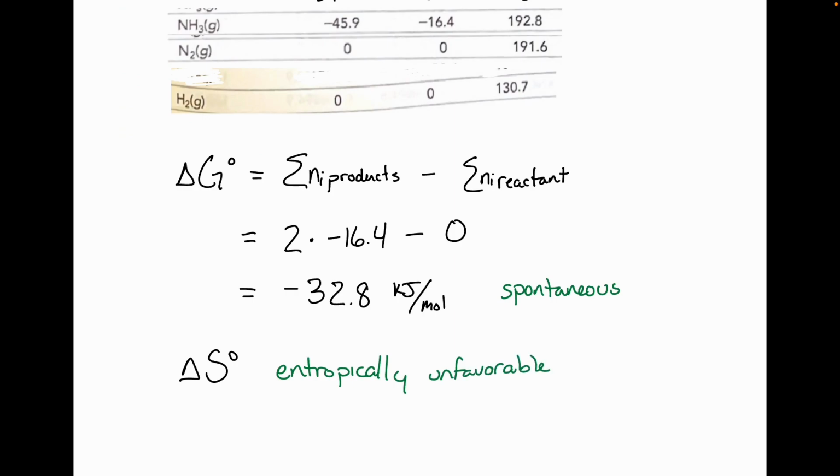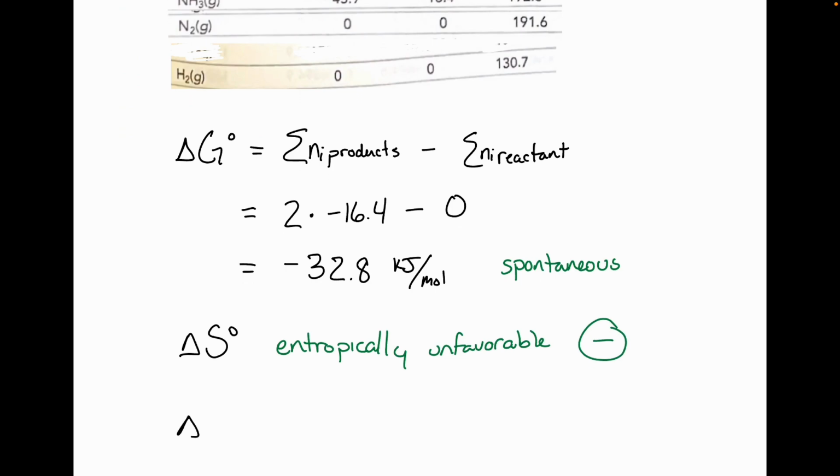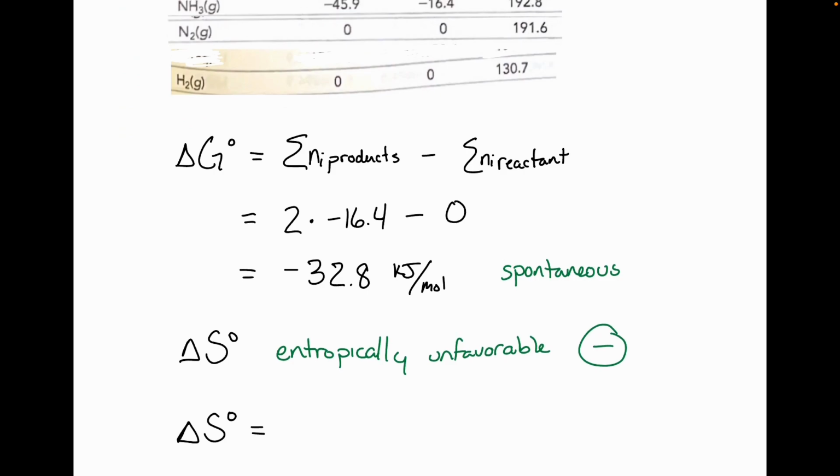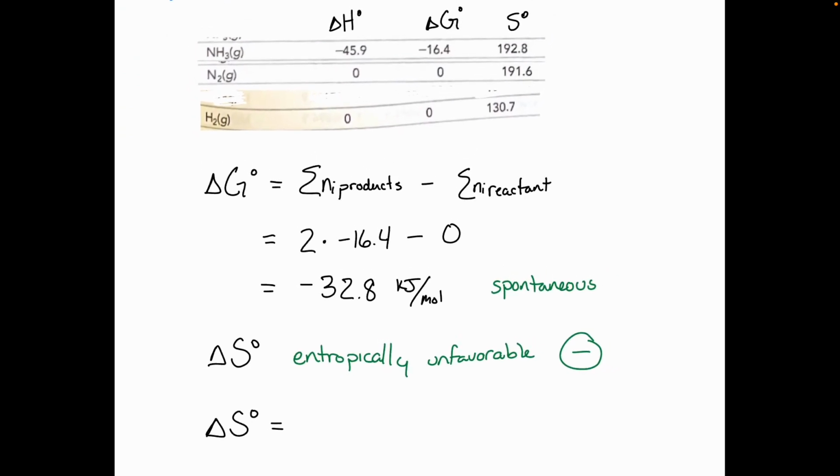which means what for the sign of delta S, positive or negative? This is a tricky one, all right? All the other thermodynamic variables, negative's good, right? Negative delta H is good. That's exothermic. Negative delta G is good. That's spontaneous. Entropy is the opposite. A positive entropy means it's entropically favorable. That's good. So a negative entropy would be entropically unfavorable. Okay, and so given our table above, everybody take a second to calculate that delta S naught.